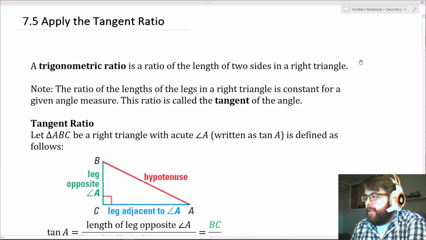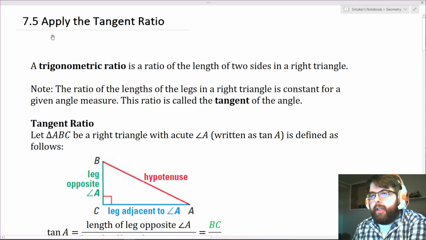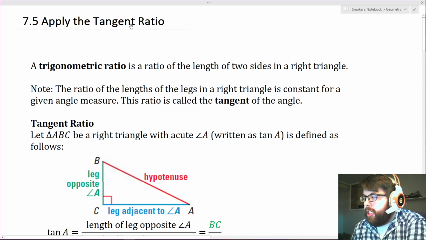Hello, geometry class. Today I'm going to talk about chapter 7, section 5, the tangent ratio. So we're going to talk about trigonometry now. Trigonometry is a huge, broad field, and half of pre-calc will be trigonometry. So this is a little preview into much more complicated stuff that'll come in a couple of years.